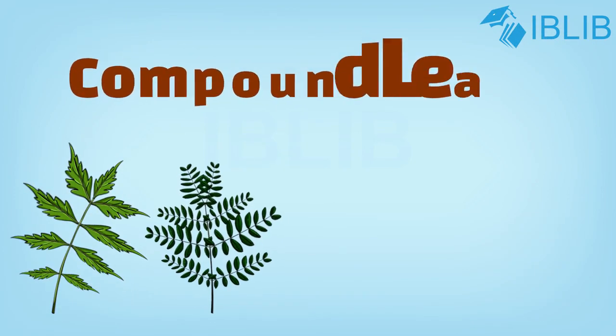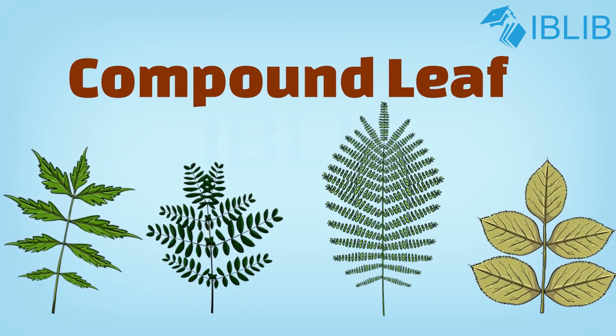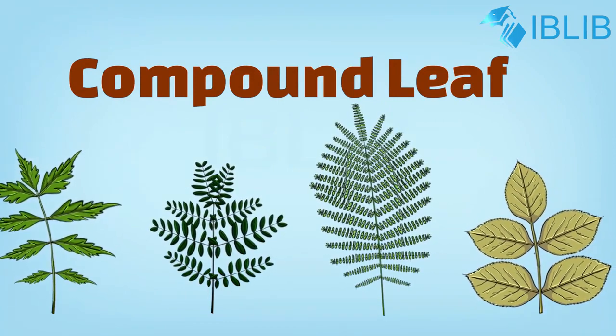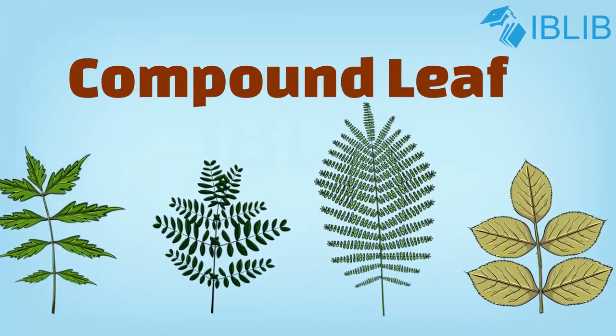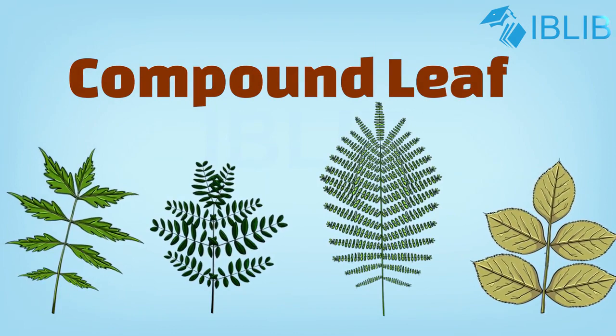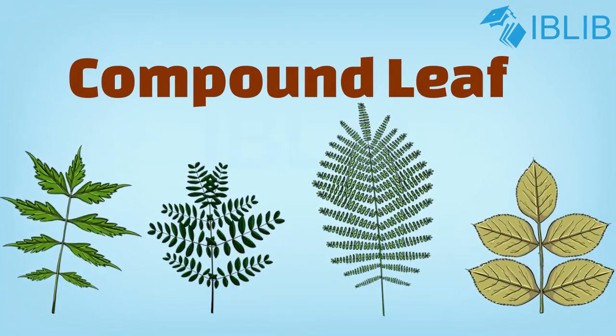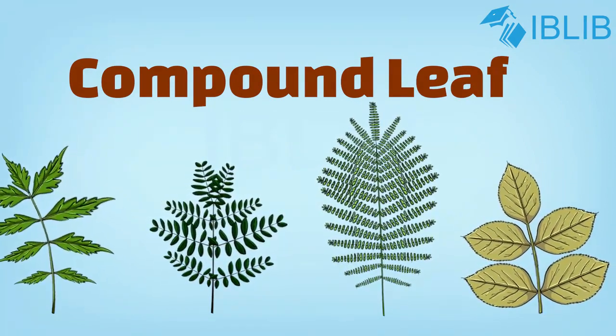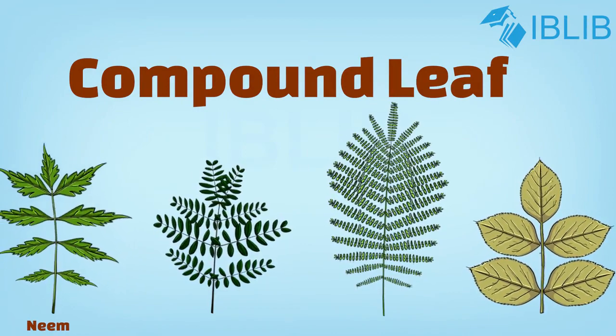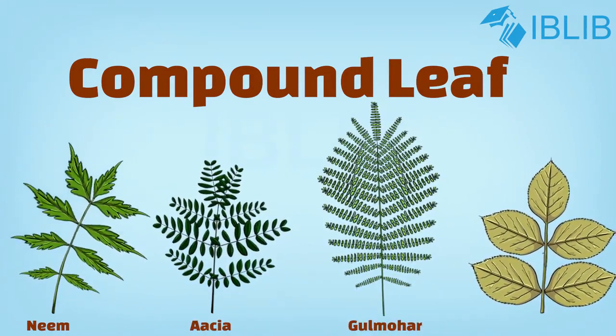Now compound leaves. What are compound leaves? In a compound leaf, the leaf plate is clearly divided into many distinct parts called leaflets. No axillary bud is present in leaflets. Examples of compound leaf are leaves of neem, acacia, gulmohar and rose.